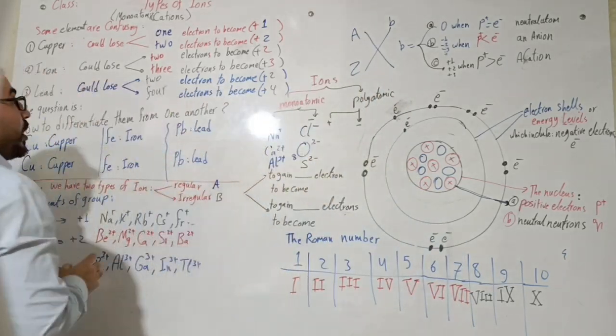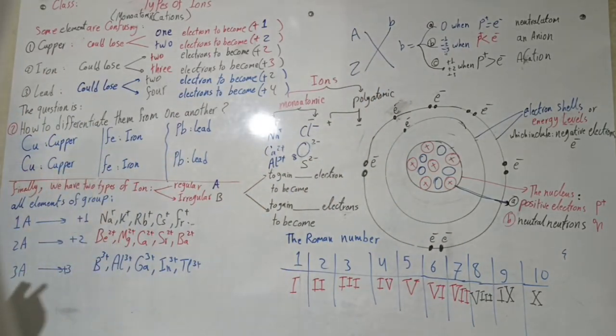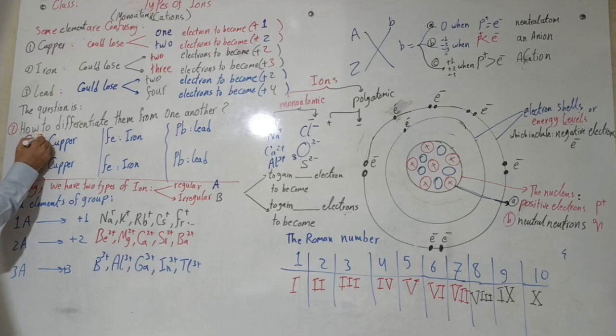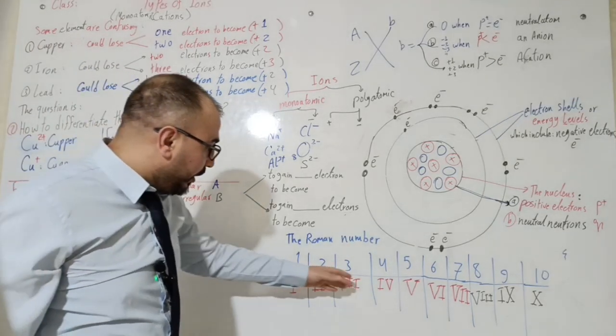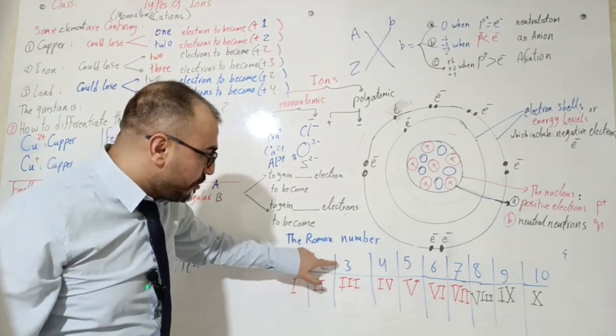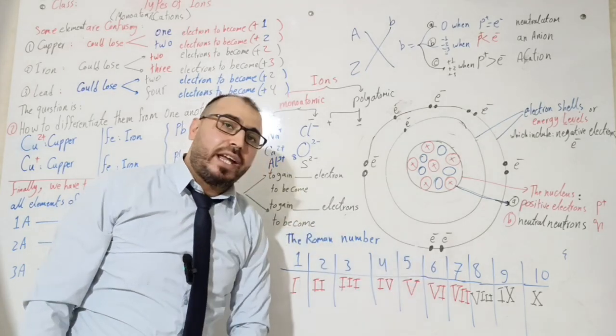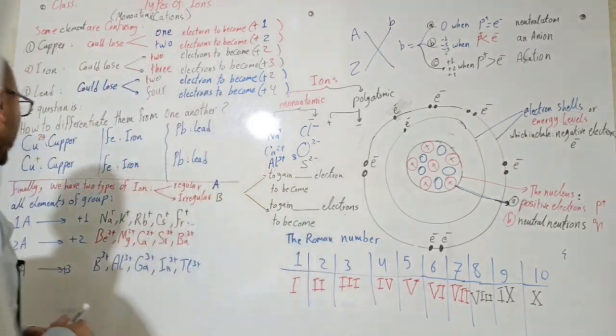Here, my friends, we only need to write the charge of the ion, here +2 and +1, and next to their names we use the Roman numbers. Some students don't know the Roman numbers, so I have written them here. Number 1 here, number 2, 3, 4, 5, 6, 7, 8, 9 till 10.